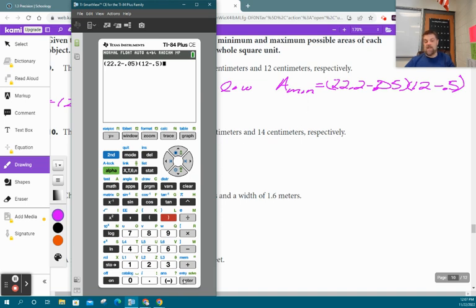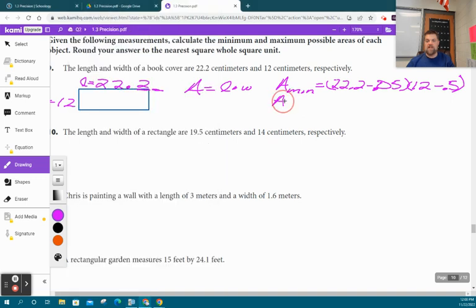That's the minimum. So when I hit enter, I get the area minimum, let me make sure. Yeah, they want the area minimum, which would be 254.7. So I'm just going to round that to 255. Why did I round it to 255? Remember, when we multiply, we have to go with the least significant, right? So since this one goes to the one spot, we have to round to the one spot.